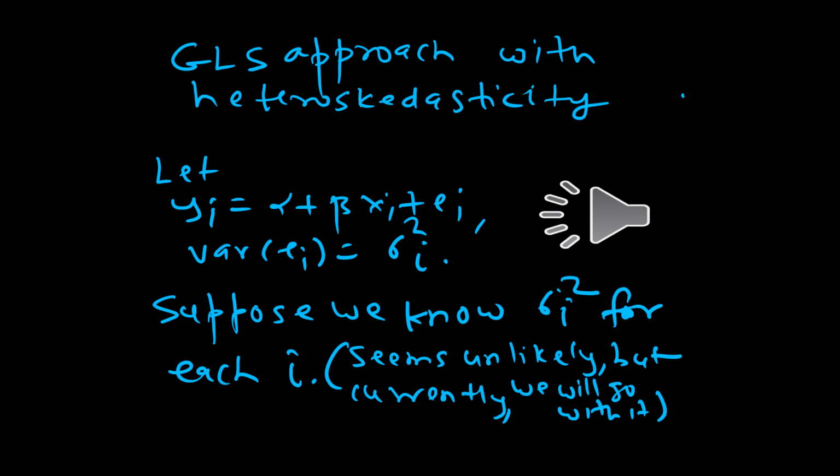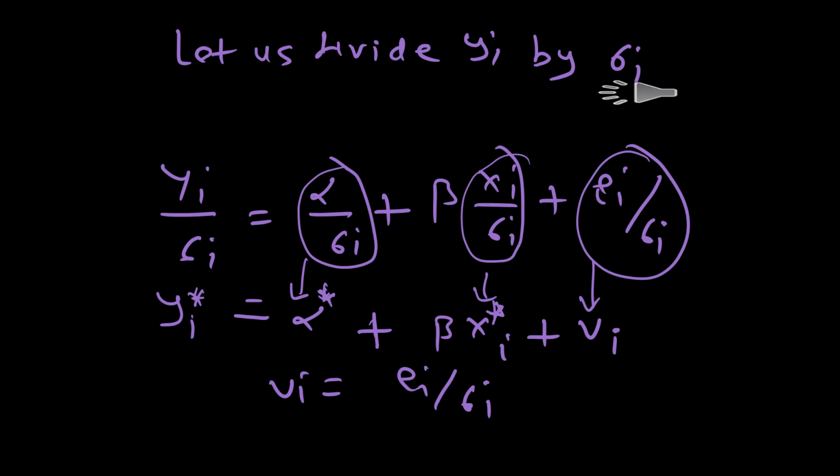So let's divide yi by sigma i. Instead of yt minus phi hat yt minus 1, we have yi upon sigma i, and instead of alpha into 1 minus phi hat, you have alpha upon sigma i into 1 minus phi hat, plus beta xi upon sigma i plus ei upon sigma i. Instead of xt minus phi hat xt minus 1, you have xt minus phi hat xt minus 1. Let's redefine the variables. Let yi star be yi upon sigma i. Let alpha star be alpha upon sigma i. Let xi star be xi upon sigma i. And let the new error term vi be ei upon sigma i.